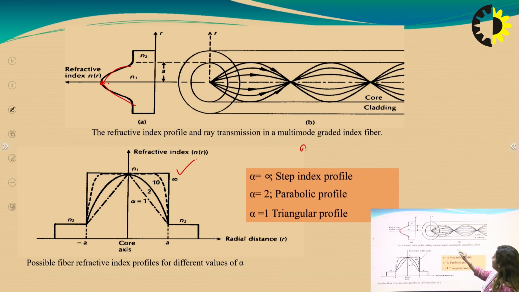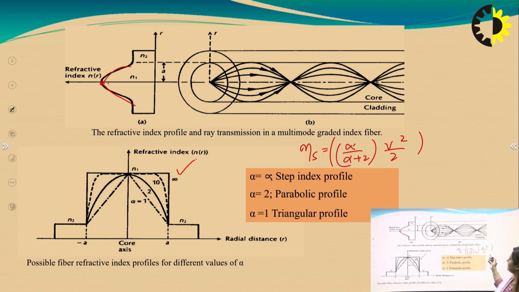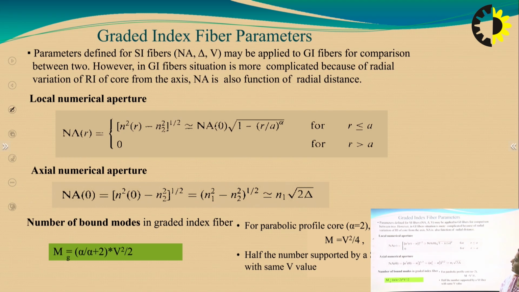So you have the formula: number of modes Ms is equivalent to alpha upon alpha plus 2 times V square by 2. Putting alpha equivalent to infinity, we have V square by 2. For alpha equivalent to 1, we have V square by 6, and for alpha equivalent to 2, it has V square by 4. These three formulas you can use for different kinds of fiber configurations. Gradient index fibers have a local numerical aperture, an axial numerical aperture, and the modes given by alpha upon alpha plus 2 times V square by 2.